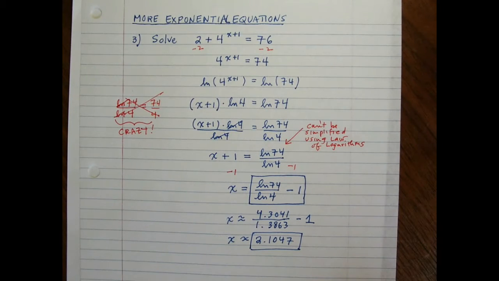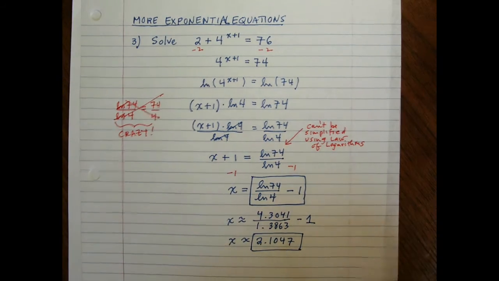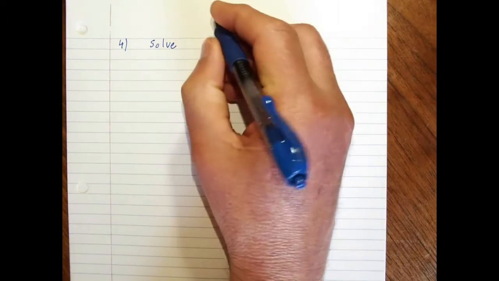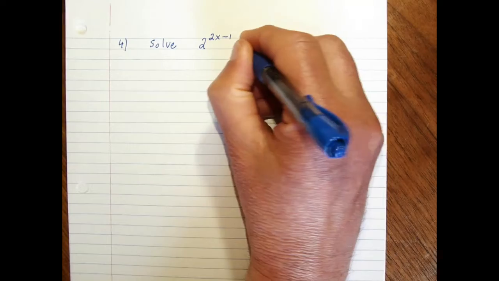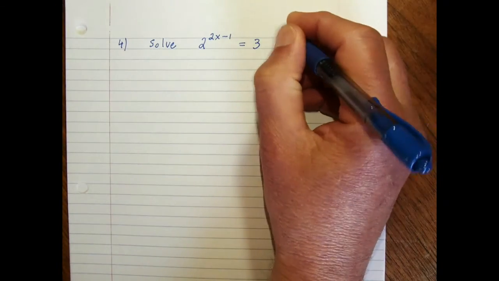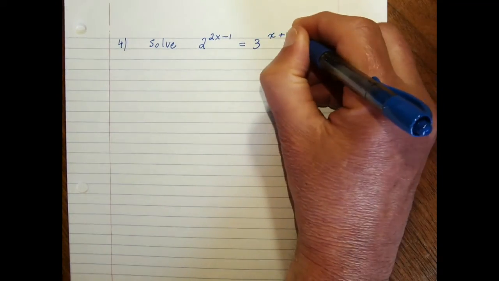Leave that up there just for a second. Now we're gonna try a really tough one, tougher than the ones we've seen. Let's see if we can solve this number 4 of this type. 2 to the 2x minus 1 equals 3 to the x plus 1. Solve for x.